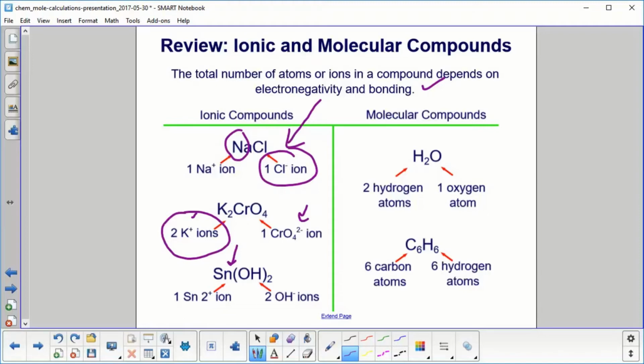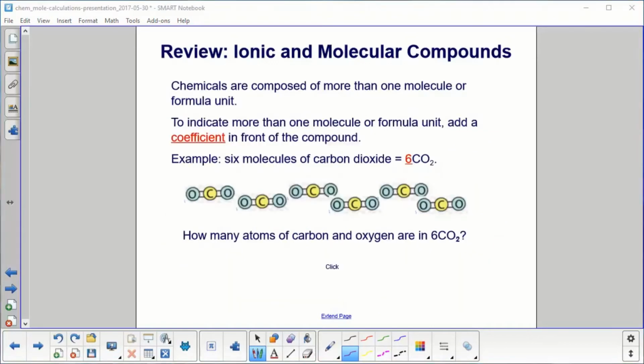Molecular compounds, covalent compounds, water, 2 hydrogen atoms, 1 oxygen atom, C6H6, 6 carbon atoms, 6 hydrogen atoms. So over on the left side, we're talking about ions. The right side, we're talking about atoms. Chemicals are composed of more than 1 molecule or formula unit. And remember, molecule forms molecular compounds or covalent compounds. Formula unit is ionic compounds.